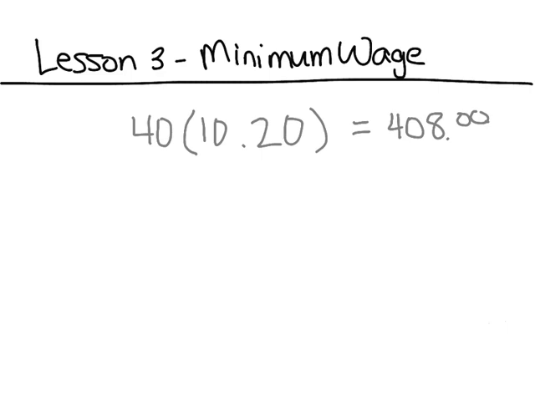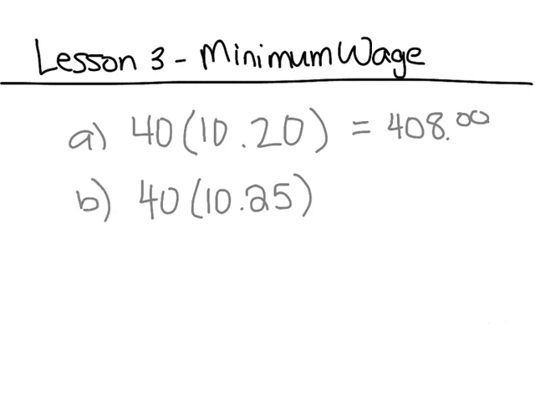If he was in BC, how much would he earn? So in BC, it's $10.25. So take 40 and multiply it by $10.25, and you would get $410.